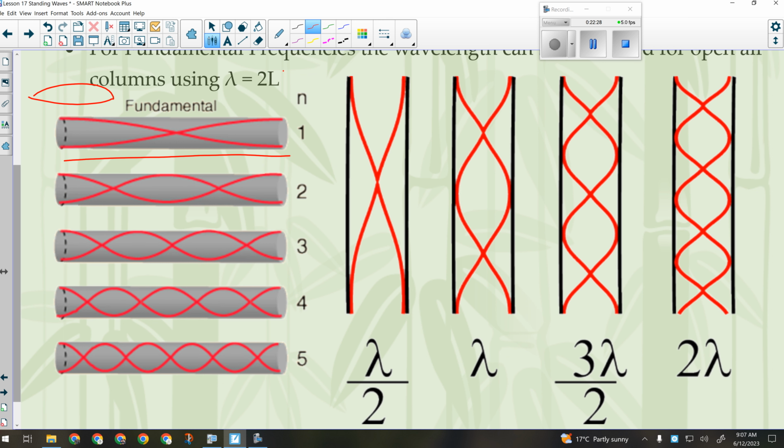So that's where we get this formula from for open air columns. At the fundamental frequency, the first sound that that column will make, there's going to be half a wavelength in the tube. So the length of the tube times 2 will give you the wavelength. So that's for F1 on an open air column. While the formula is on your formula sheet, you have to remember which one goes with which. Lambda equals 4L goes with the closed. Lambda equals 2L goes with open.